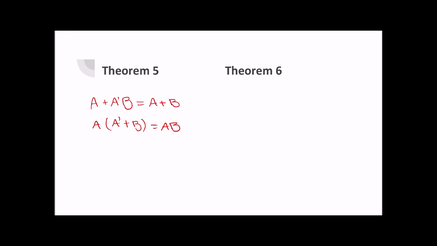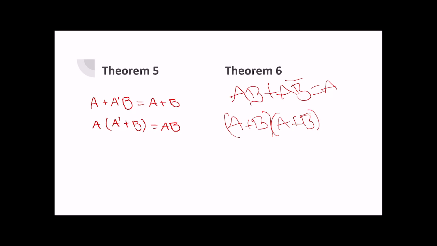Theorem 6. This theorem tells us that if you have a times b plus a times b inverted, you will always have a. And if you have a plus b times a plus b inverted, you will always have a.